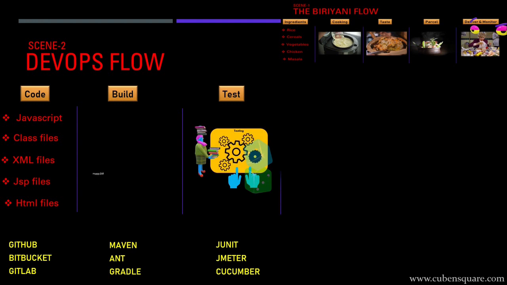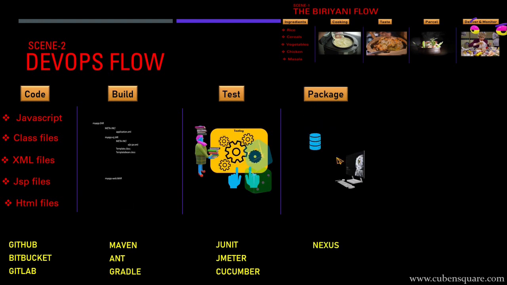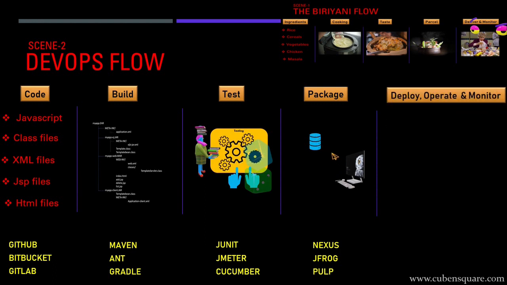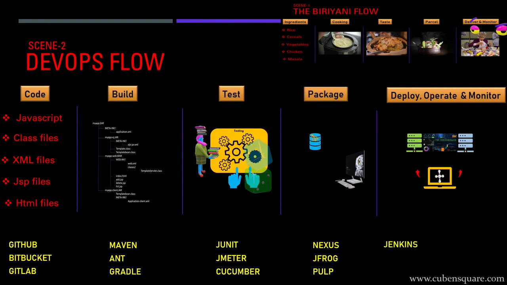That is, pushing the code to the Artifactory tools like Nexus, JFrog or Pulp or Docker Hub or local Docker registry. As a final stage, deploy, operate, and monitor the application. You can deploy using continuous integration tools like Jenkins, Spinnaker, or Bamboo.